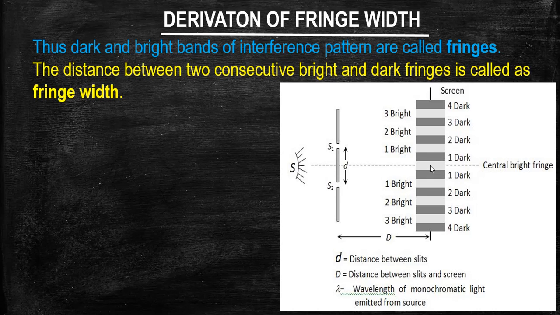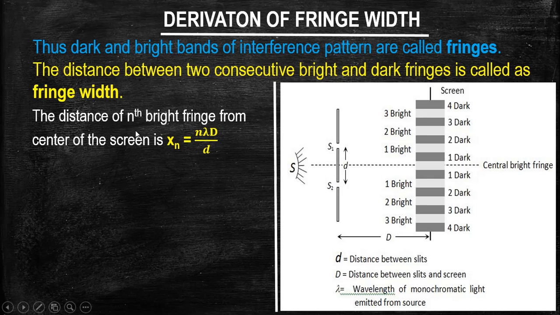The distance between any two consecutive bright fringes or dark fringes. Suppose if I take the first dark, then the distance between the first and second dark region is called fringe width. Suppose if I take this first dark as the nth dark fringe, then n plus 1th will be the second dark region. Suppose if I take the second bright region as the nth bright region, then the next bright region will be n plus 1th, that is the third bright fringe. And the distance between the second and third bright fringe is called fringe width.